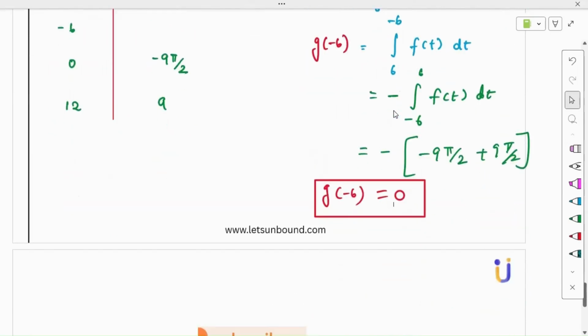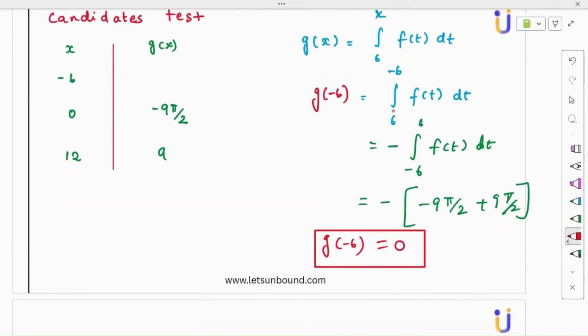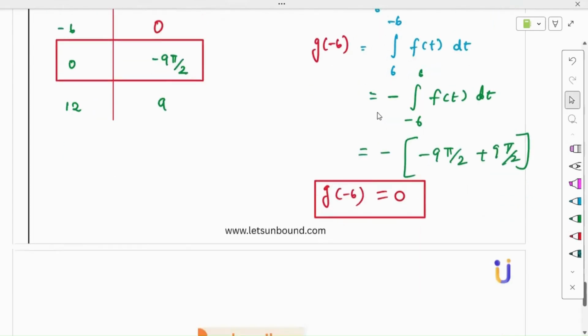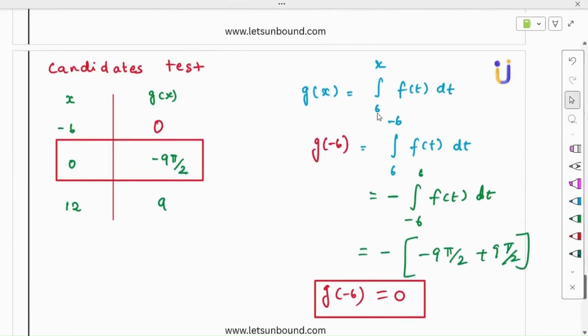And now we can conclude this. What is our absolute minimum? On all these, which is the minimum value? This negative one, of course, right? So this is where the absolute minimum occurs. So g has an absolute minimum at x equals 0.